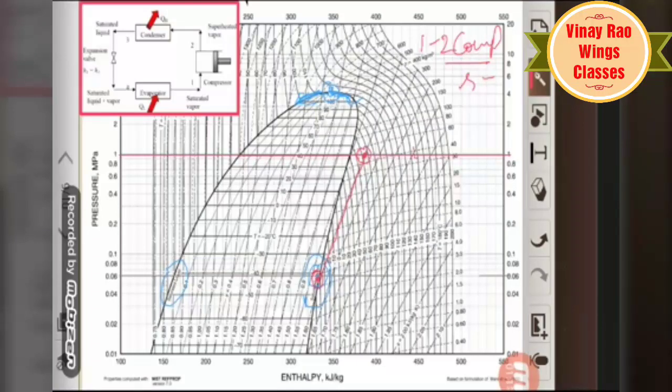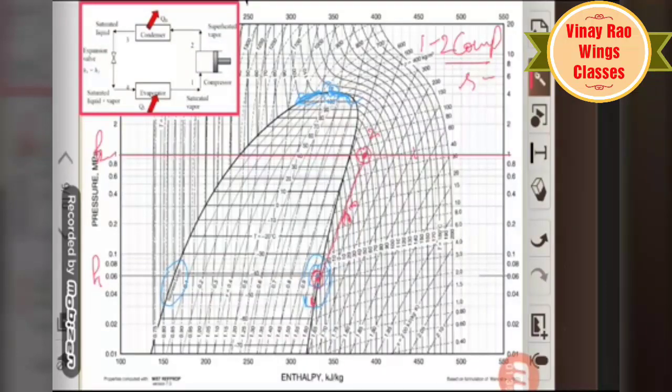This is the P2 line and this one is P1. From P1 pressure, 1 to 2. This is point number 1, and this is point number 2. There is an isentropic process. This is the isentropic line, entropy is constant. 1 to 2 is the compression process.